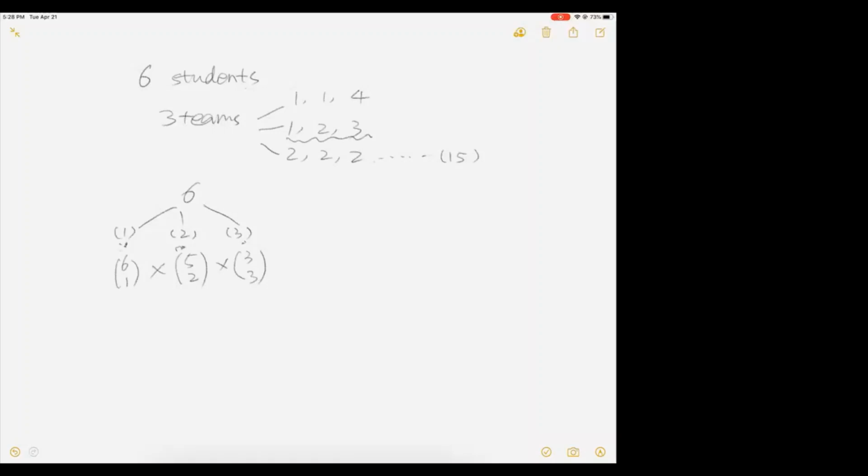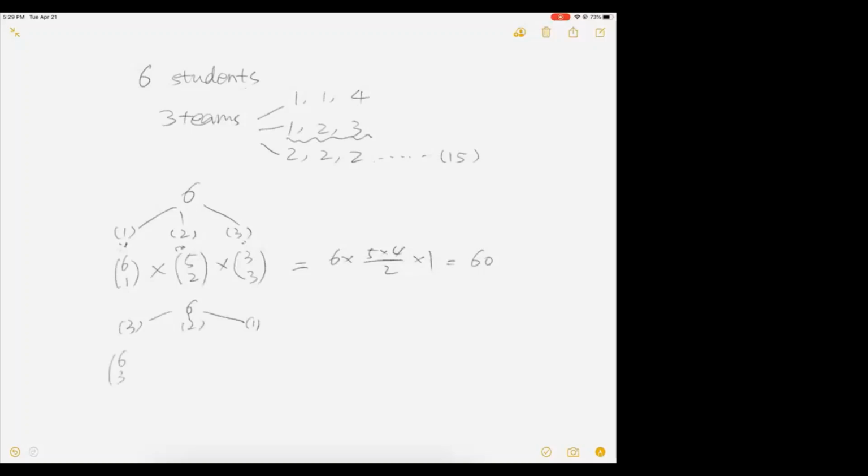So let's see, this is 6 times 5 times 4 divided by 2 times 1. This is 60. 60 ways of doing this. And you may be wondering, what if I started picking the 3 first? So let's see if we do this differently. We'll do 3, 2, 1. Let's see if we're getting the same answer.